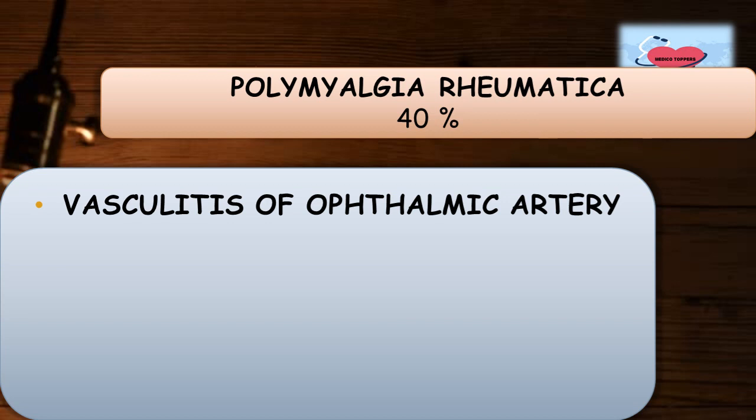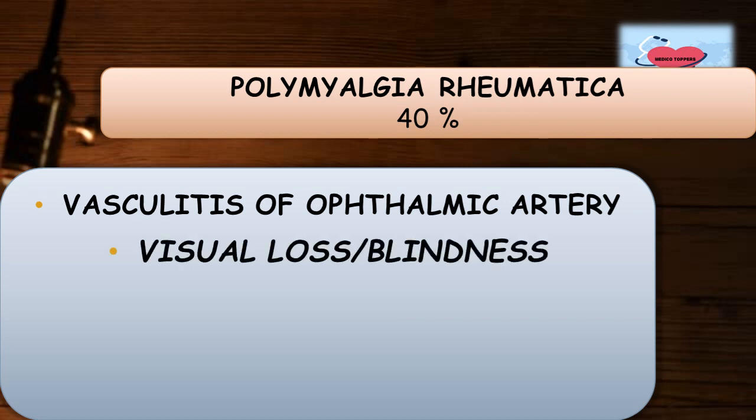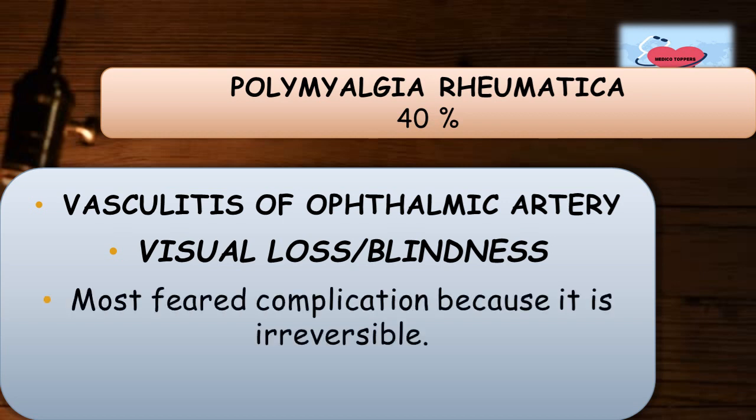Then if there is vasculitis of the ophthalmic artery, how will it present? It will present as visual loss or blindness, and this is the most feared complication because it is irreversible. And there will be diplopia also. So this most feared complication is an important MCQ from this point.